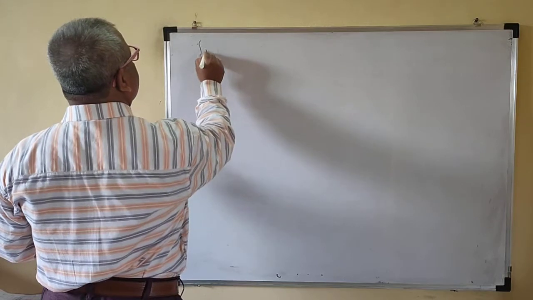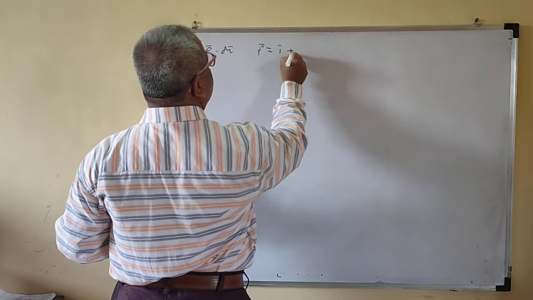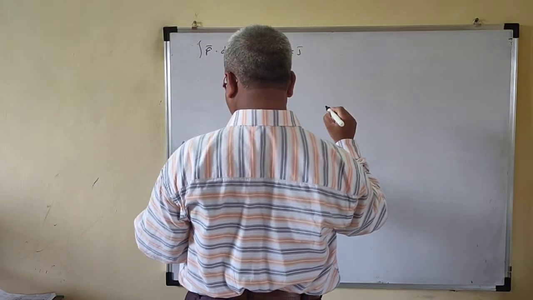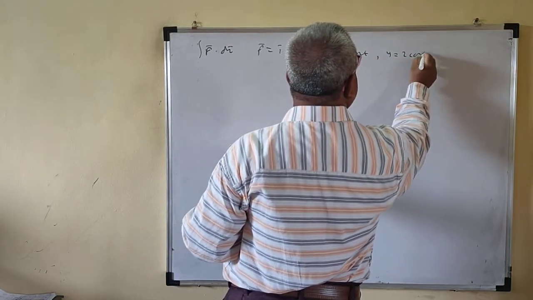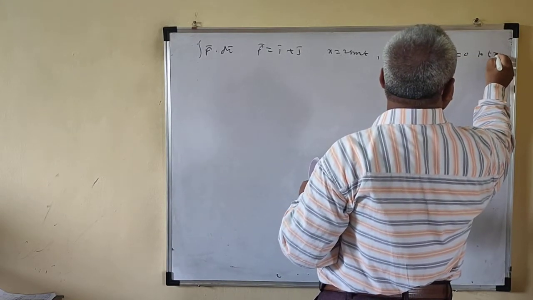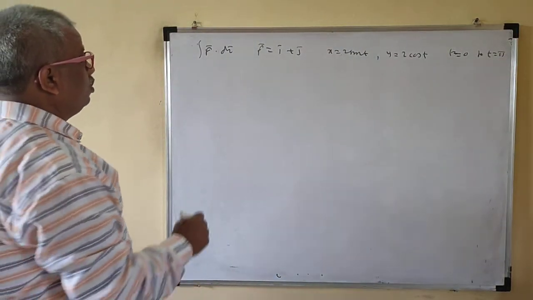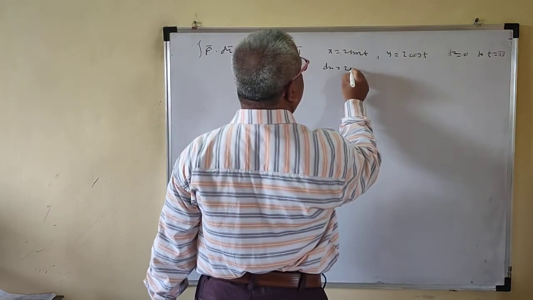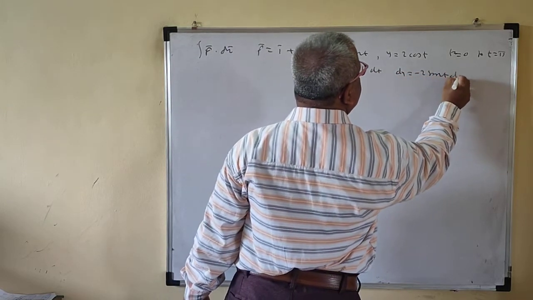Okay, so evaluate this F bar dot dr bar. So F bar is equal to i bar plus j bar, where x is equal to 2 sin t, y is equal to 2 cos t, t from 0 to pi. So your dx is equal to what here? 2 cos t dt. And your dy is minus 2 sin t dt.